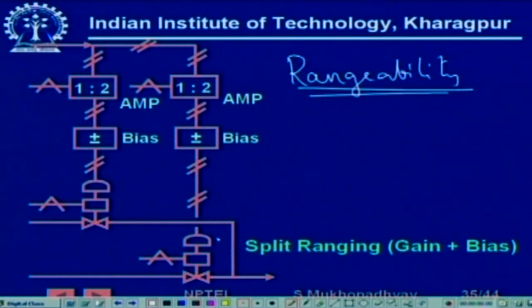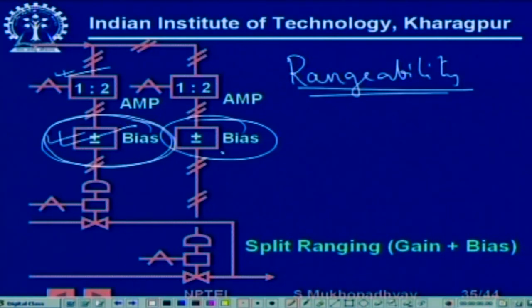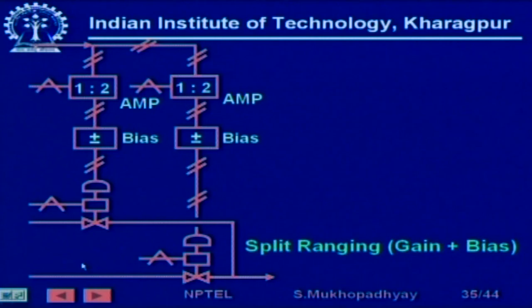One of these is split range control, which we have also seen in our process control module. You have two valves fed through an amplifier and a bias. These biases are made different, and in certain parts of the region the control signal goes to this valve. This valve will operate, then after some time when this valve input saturates, this valve will no longer operate and the other valve will start operating. So the overall range of operation is split using these gain and bias mechanisms, and in different parts of the operating region different valves are employed.